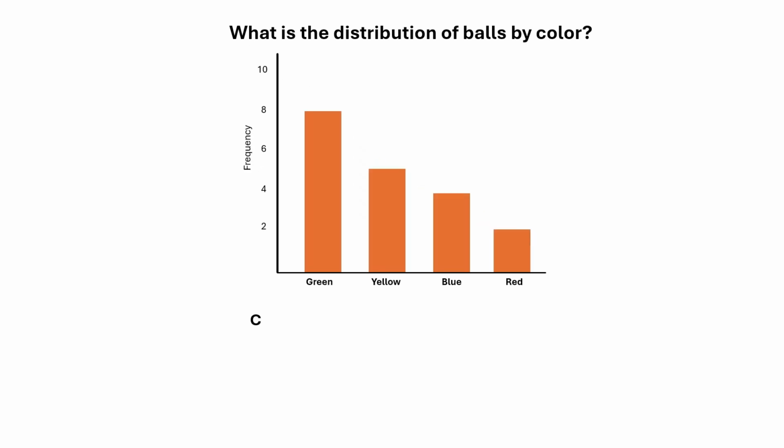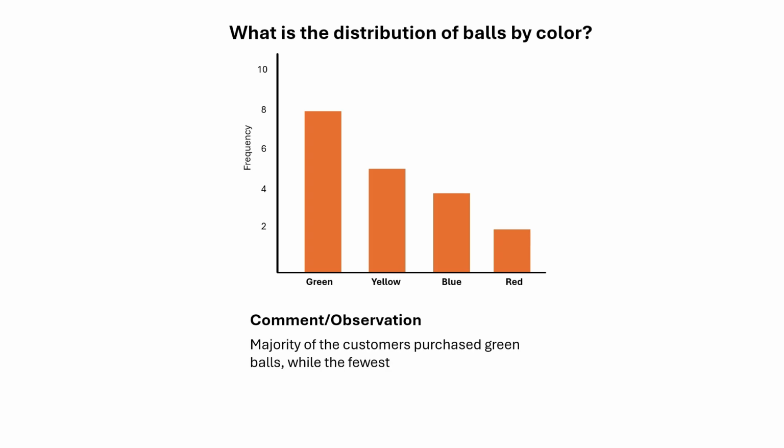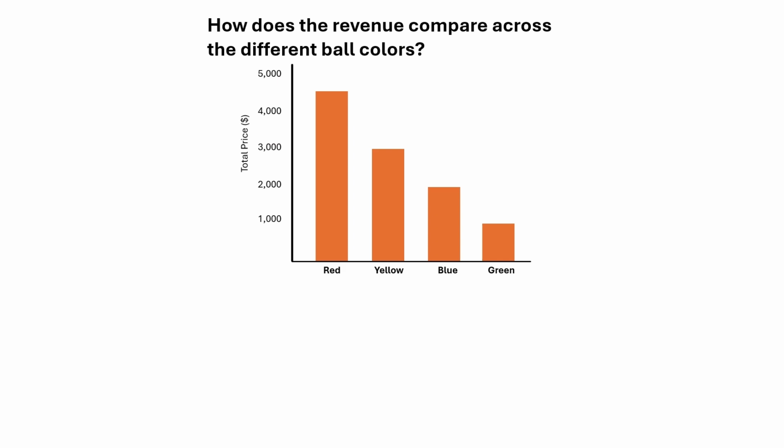The first step is to ask your data a question, visualize it, and then document your observations. You will typically follow this template for clarity. In this case, I will report that the majority of customers purchase green balls, while the fewest people purchase the red balls. I will leave the comments like this because there isn't much more to discuss for now. I will spin up the second visualization.